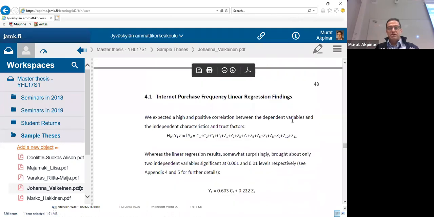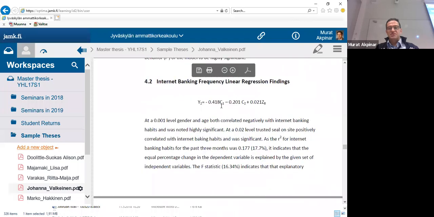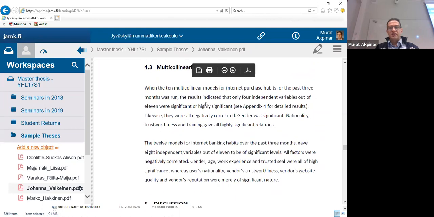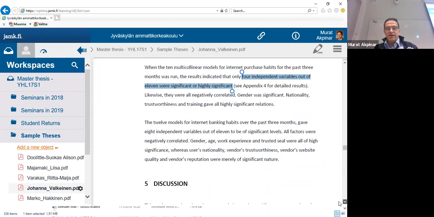But when I look here, in this first regression, she finds only 2 variables that are significant, not 4, C3 and Z2. When I look at the second one, I see that 3 variables are influential, C1, C2, and Z8, according to the models that she has produced. So then when I look at the sentence under multicollinearity results, she's saying that 4 independent variables were significant. Which 4? Where? In the 2 models that you presented up there, one had 2 and the other had 3. Where is the 4? So you get confused over there, and then you get more confused.